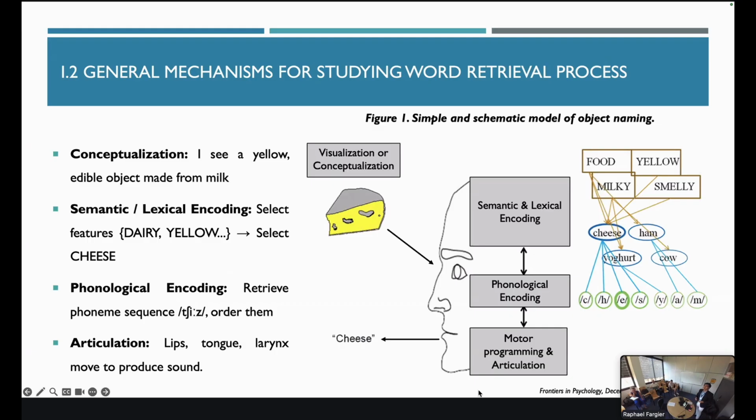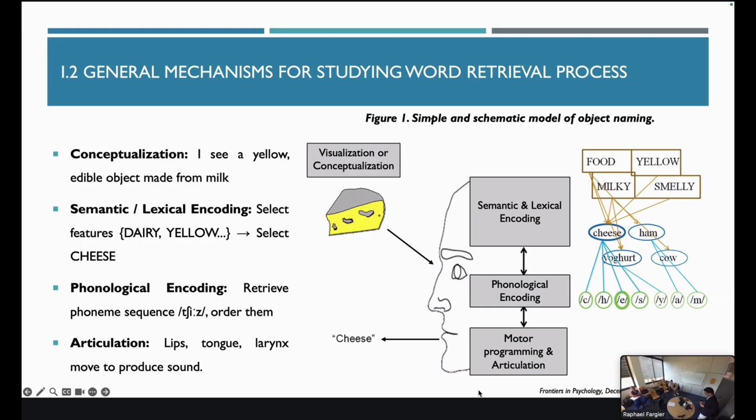Think of an example of when we are looking at a piece of cheese. The first stage of the word retrieval process is conceptualization, when we build the concept about the object that we are seeing. For example, I see a yellow edible object made from milk. Then we step into the semantic and lexical encoding stage, when we select the features explaining the object that we see. For example, food, yellow, milky, smelly, and then the concept narrows down until you get the precise word, which is cheese.